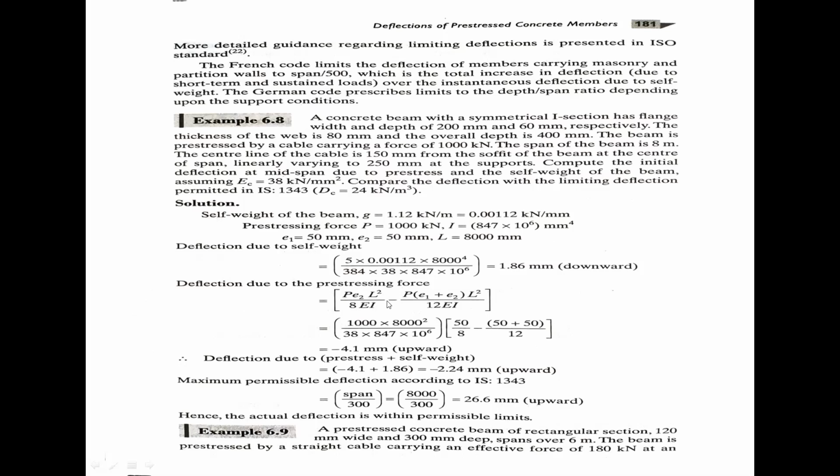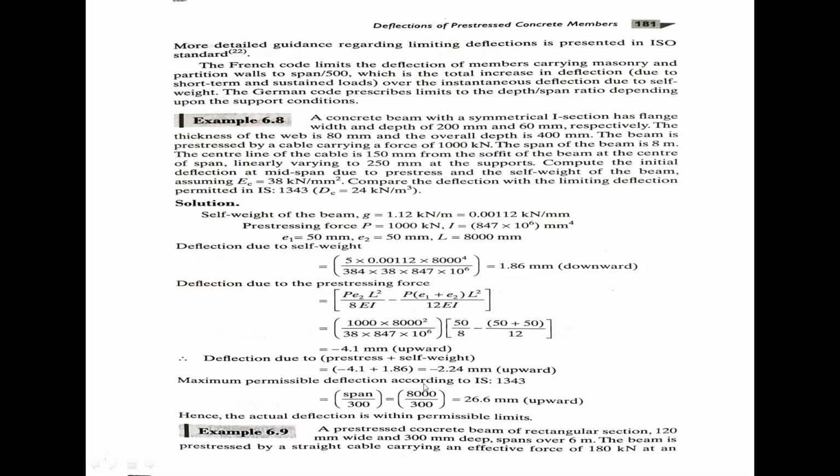Now in this formula we have to use two eccentricities. For the I section we got those two eccentricities, E1 50 mm and E2 50 mm. Now, P E2 L square by 8 minus P into E1 plus E2 L square by 12 EI. You have to substitute this in the equation. Finally, the minus value, that is upward, minus 4.1 mm. Therefore deflection due to prestress plus self weight, both adding: minus 4.1 plus 1.86, minus 2.24 mm upward. Negative sign indicates upward deflection.